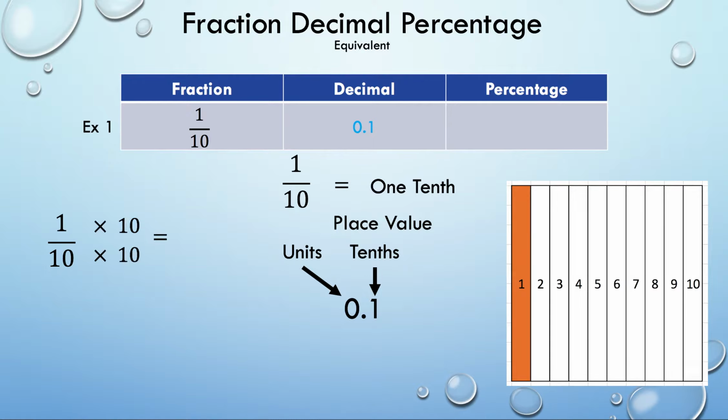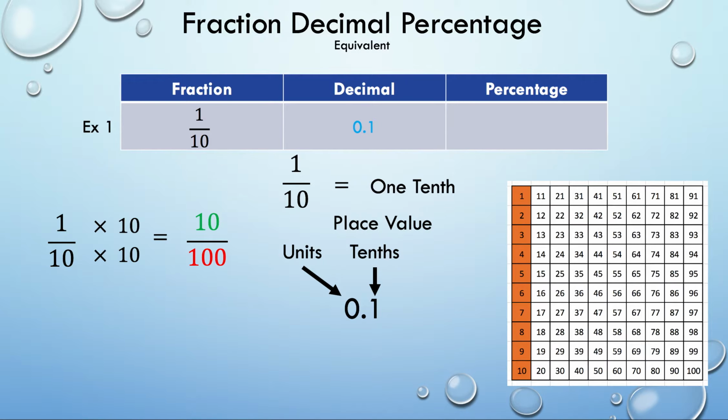Now we're going to multiply our fraction by 10, so we're going to multiply the top and the bottom by 10. And why we're doing that, I'll show you in a second. So 1 times 10 is 10, and 10 times 10 is 100. Now the model has changed from 10 equal rectangles to 100 equal squares. Now why have we done that?